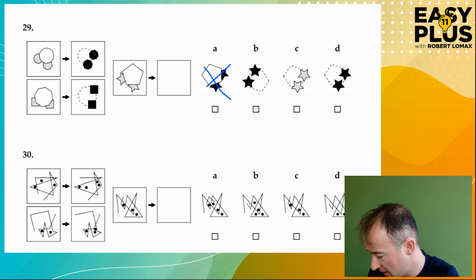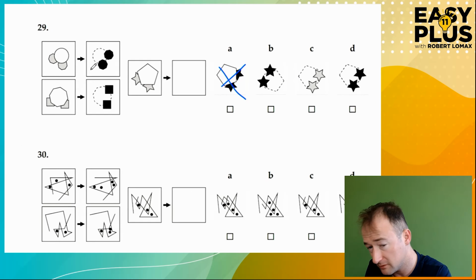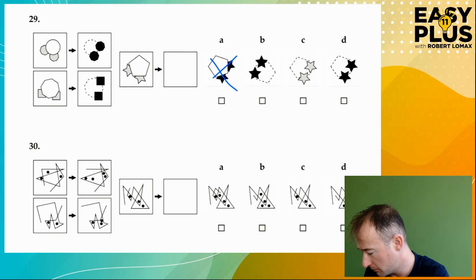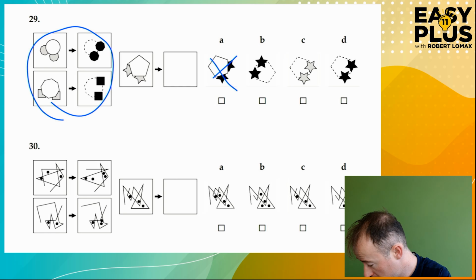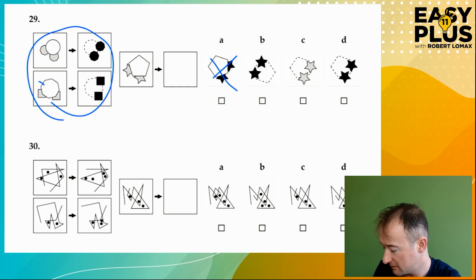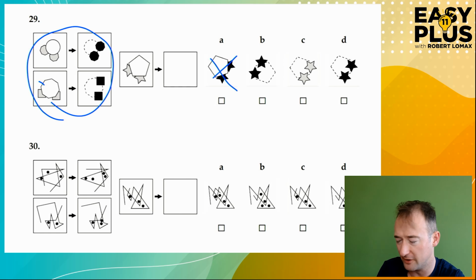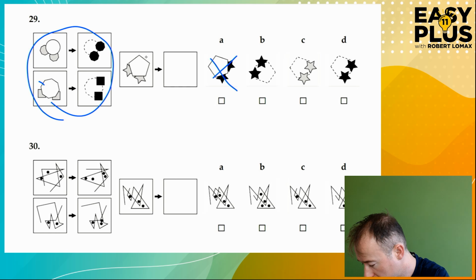What else happens? We can see that in both the left-hand ones, the white circle, or 1, 2, 3, 4, 5, 6, 7, 8, oh, it's an octagon. So the white circle or octagon becomes dotted, basically. It's dotted rather than a solid outline. So we're going to be looking for a pentagon with a dotted outline. All of these on the right have dotted outlines. That doesn't help us too much.